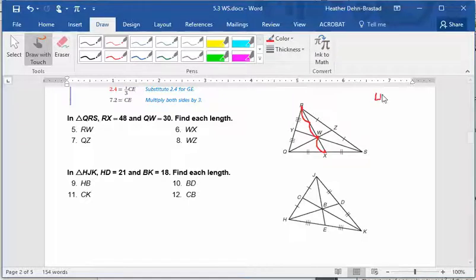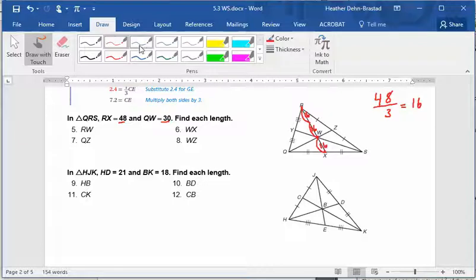So if you can think about 48 divided by 3 is equal to 16. And that means that each of these pieces is 16. So if they ask us to find WX, that's 16. If they ask us to find WR or RW, that would be 32. So you can break its length into 3 pieces, and 2/3 is going to be the longer section, and the shorter one will be 1/3.